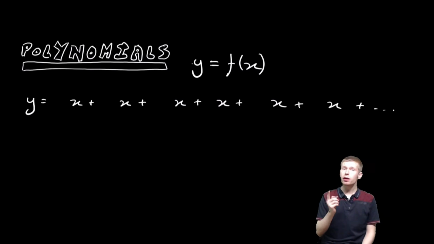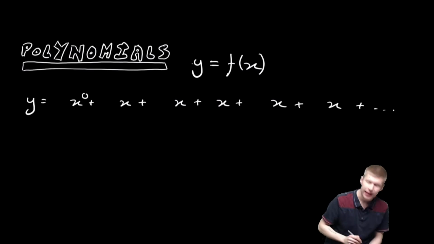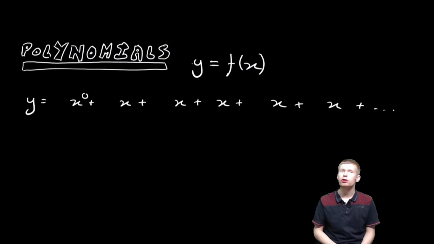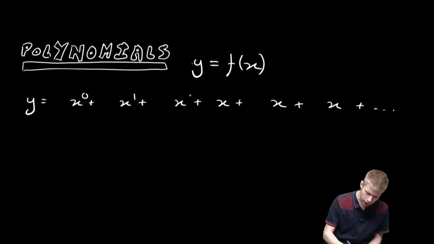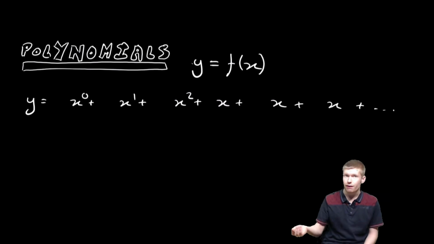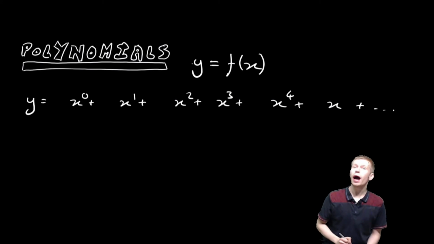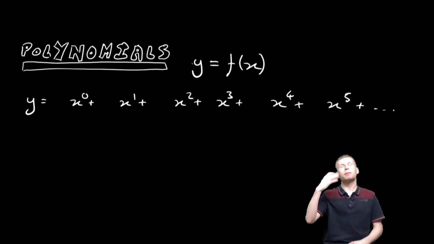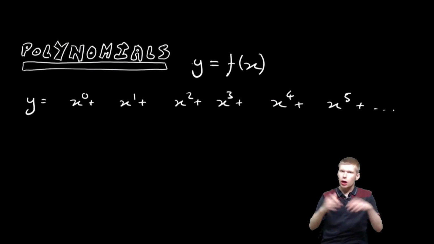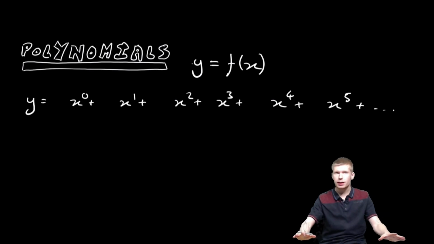Okay, then what I'm going to do is look at the powers of x, and I'm going to start with x to the power of 0. And then all I'm going to do with the next one is increase it by 1. So I'm going to have x to the power of 1. Then the next one, increase it by 1 again, so x to the power of 2. And then x to the power of 3, and then x to the power of 4, and then finally x to the power of 5, and then x to the power of 6, and 7, and 8, and 9, and so on, all the way to infinity.